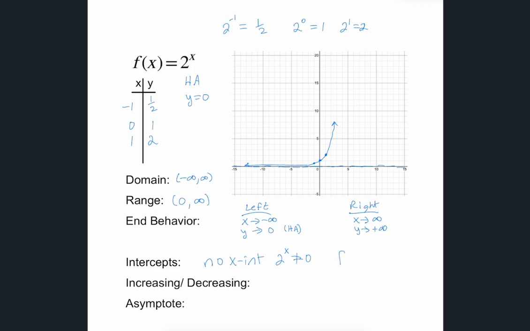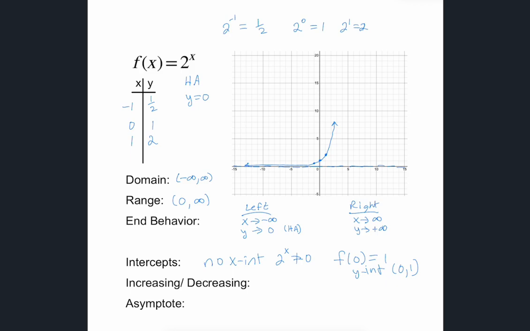But the y-intercept we already found, we plugged in 0, we got a value of 1. So the y-intercept is the point (0, 1). Remember, y-intercept, no matter what we've been doing so far, to find it, you just plug in 0, get a number, there you go.